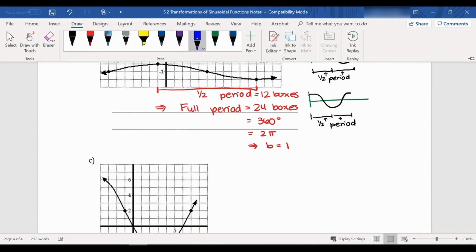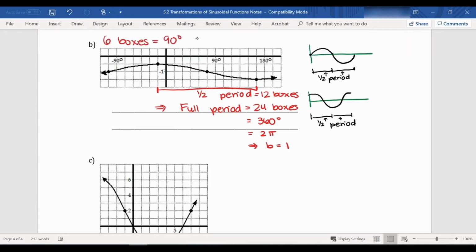I can also find my amplitude, okay, and my displacement. So I can see that if I draw a line through the middle horizontally here, my d is -1. That line is at -1. And my amplitude here is the distance from a maximum or a minimum to my displacement. So my amplitude here is 1 box, which is half a unit.